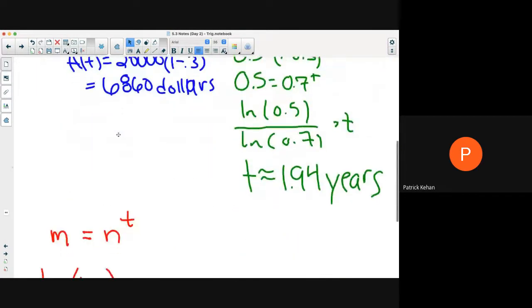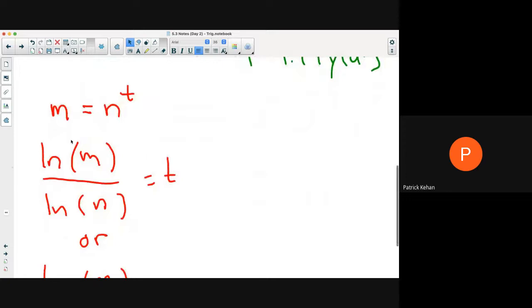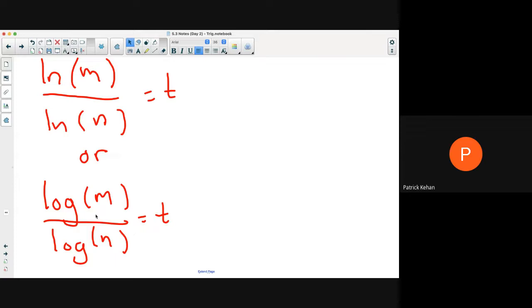So a quick reminder, if you're solving an exponential equation, m equals n to the t, you can solve for t by taking the natural log of m and dividing it by the natural log of n, or you take the log of m divided by the log of n here. And again, if you can't find the natural log or log keys on your calculator, do a quick search for the model of your calculator and log key or natural log key.